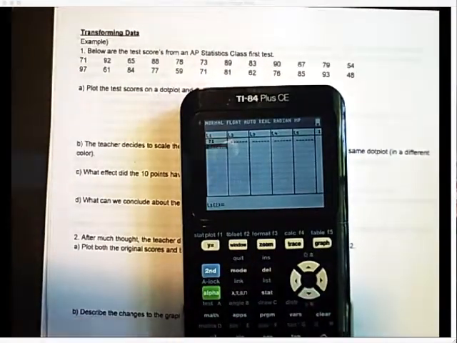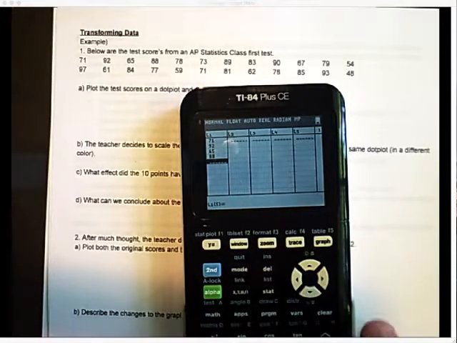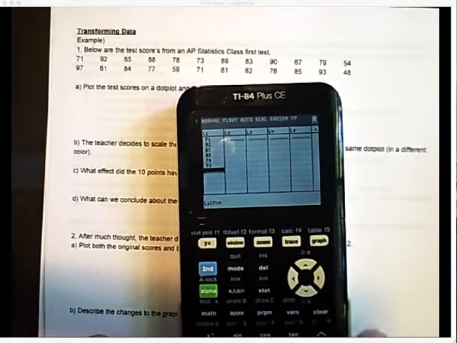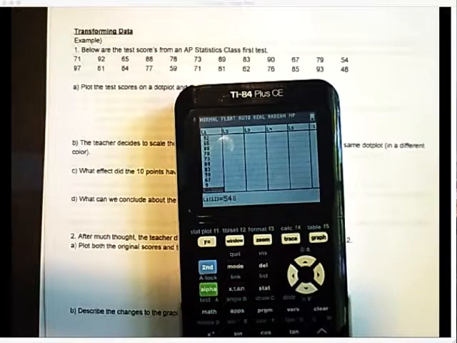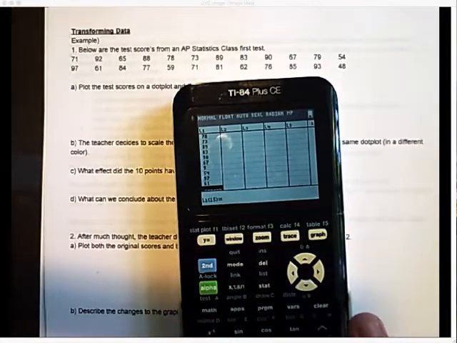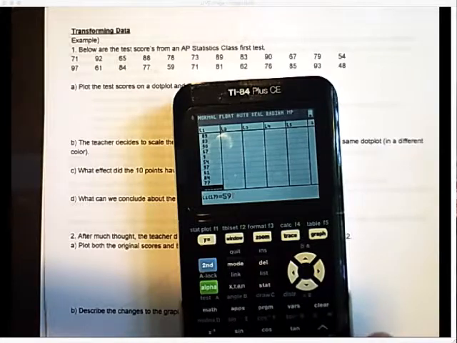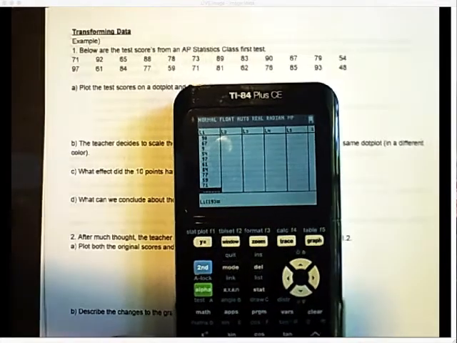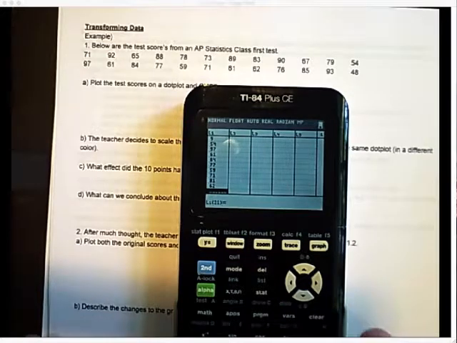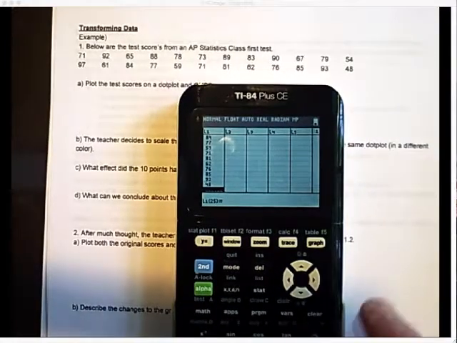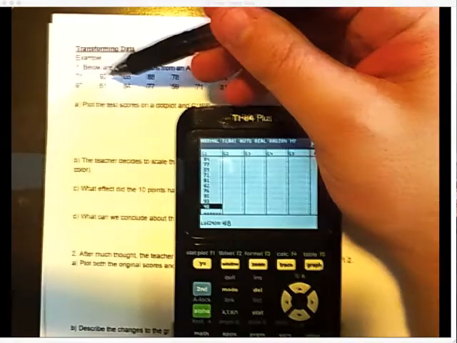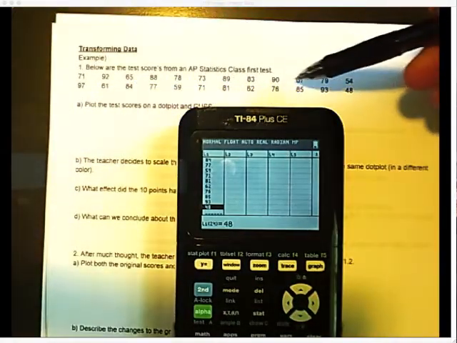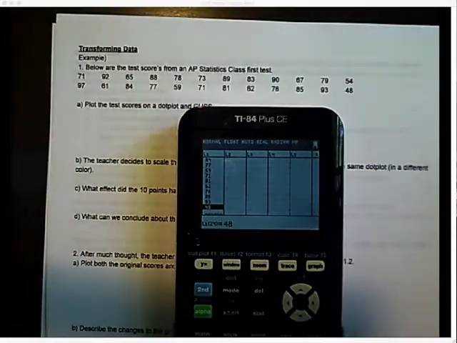71, 92, 65, 88, 78, 73, 89, 83, 90, 67, 79, 54, 97, 61, 84, 77, 59, 71, 81, 62, 76, 85, 93, and someone who got a 48. Okay, so if I go back to the last one, there's 24 data points. Let's make sure we got them all. 1, 2, 3, 4, 5, 6, 7, 8, 9, 10, 11, 12, and I see there's 2 rows. So 12 plus 12 is 24.